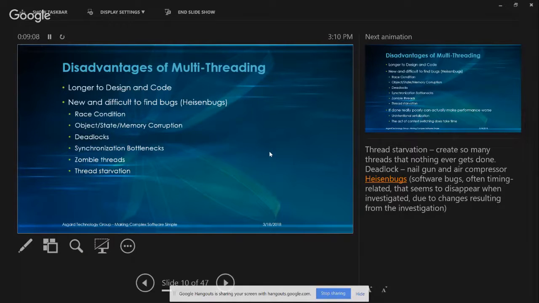You have synchronization bottlenecks. Basically, if you put in code that says only one thread is allowed to enter this area and do this work, that prevents the problem I talked about before. If you have too many of those sorts of things, you can end up having everybody trying to get through the same single point, and now you've basically serialized your multi-threaded code. Zombie threads we're going to ignore. Thread starvation is basically just if too many threads are doing too many things, nobody gets anything done.